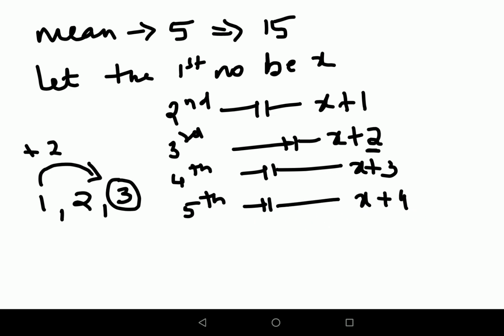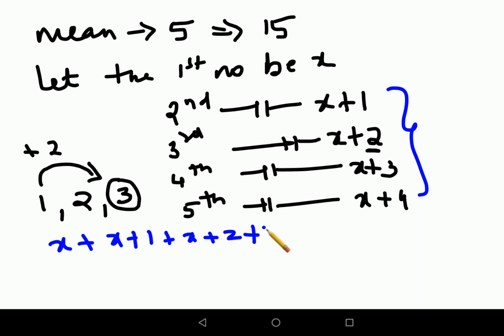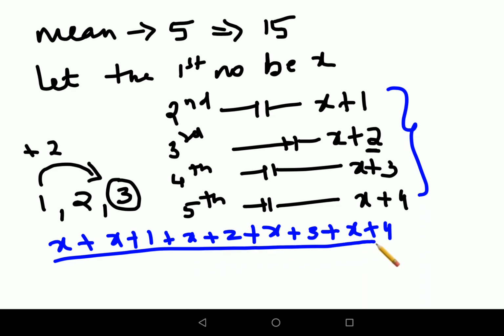Now in order to find the mean, we'll add all of them. So we'll do x plus (x plus 1) plus (x plus 2) plus (x plus 3) plus (x plus 4). We are adding all of them and dividing by the total number of elements. How many elements are there? There are 5 elements, so we will divide by 5. And this is equal to what?